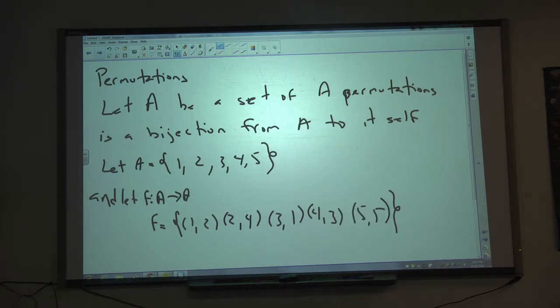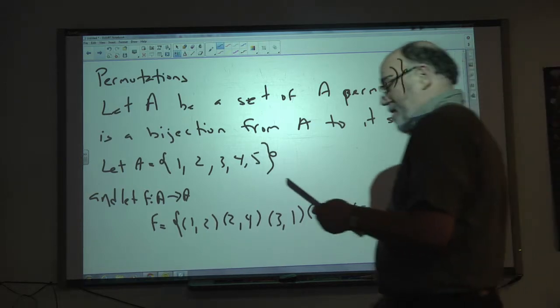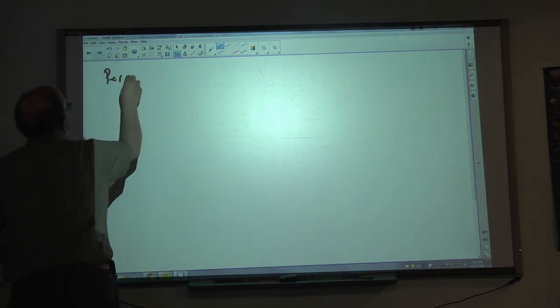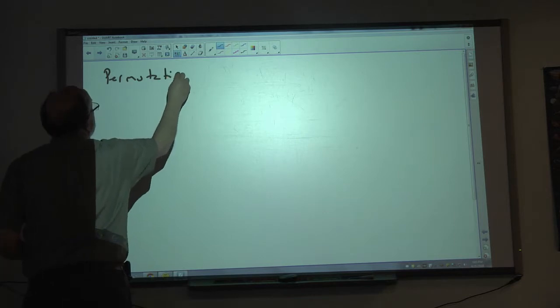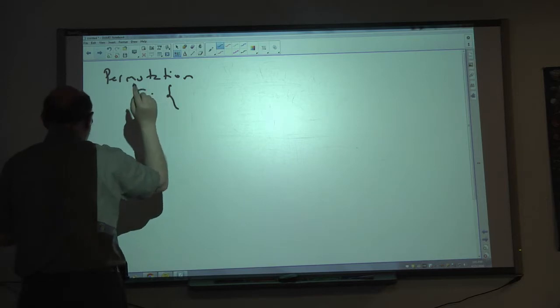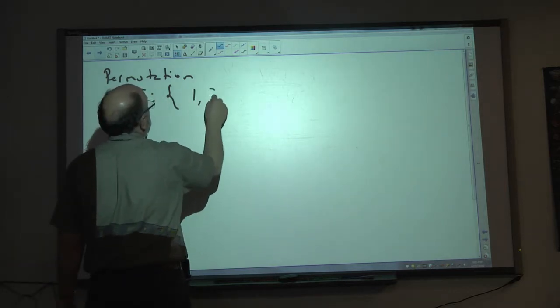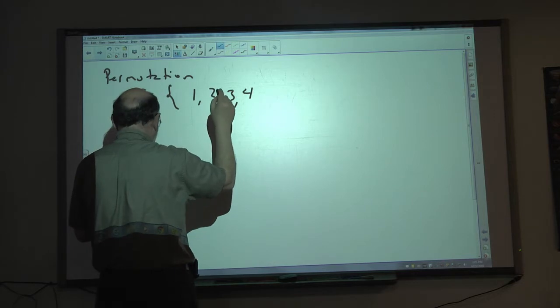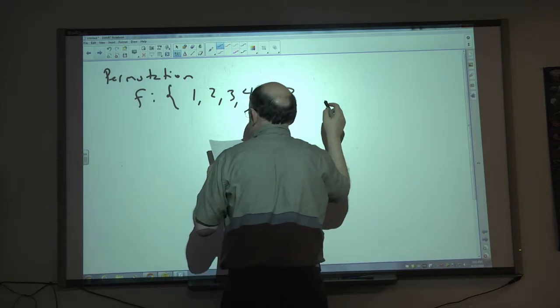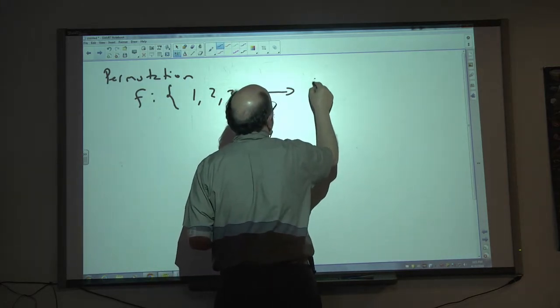Well, 5 to the 5th power. Go right for a while. No permutation. So let's say I have let F be this side, 1, 2, 3, 4, which maps this to this side.